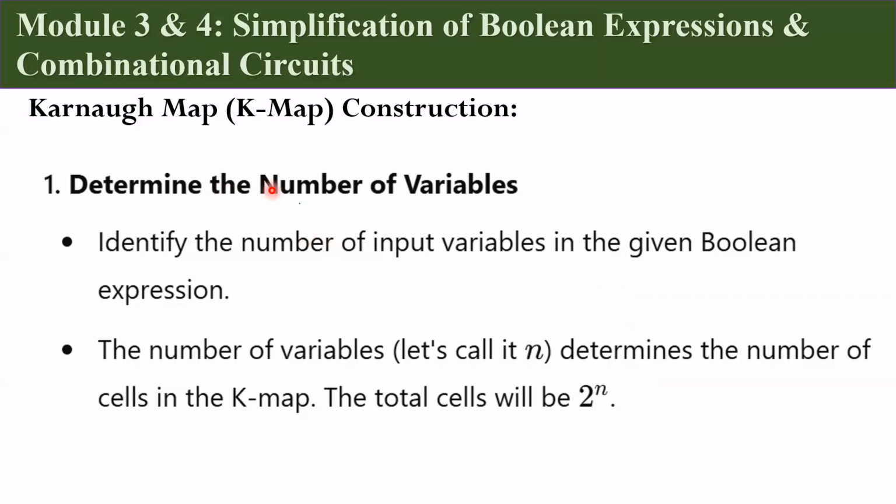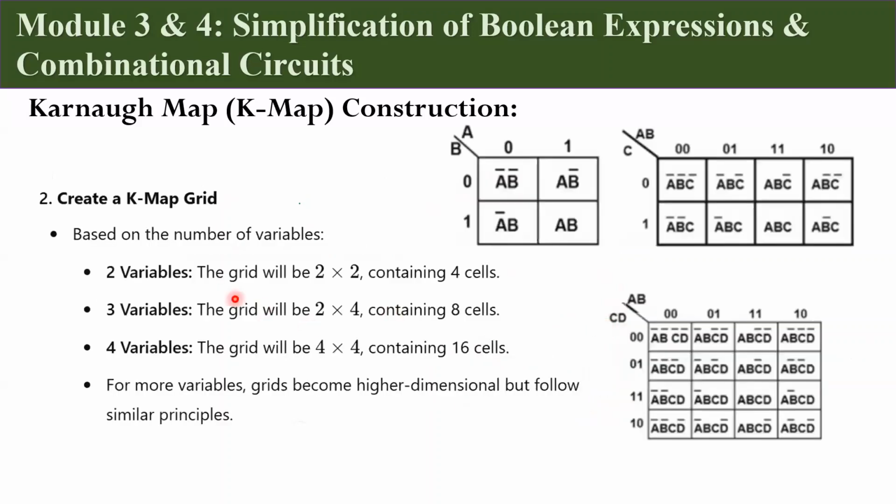So you should be able to determine the number of variables and apply this simple formula to know the number of cells you're going to have in your K-map. Having done that, the next is that you should be able to create the K-map grid. Okay? Now, let's take it for instance.